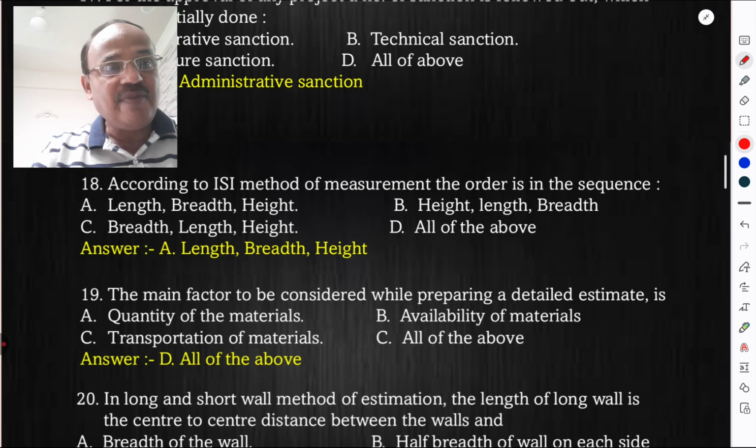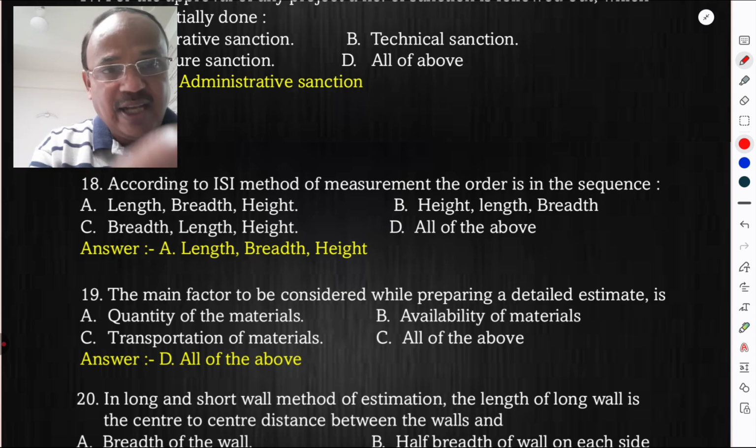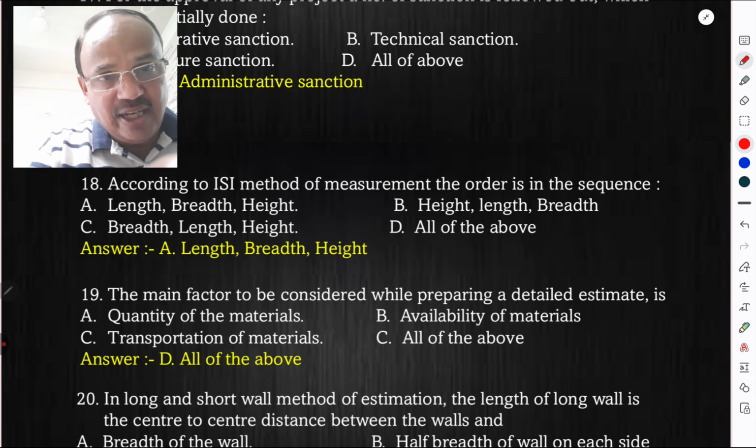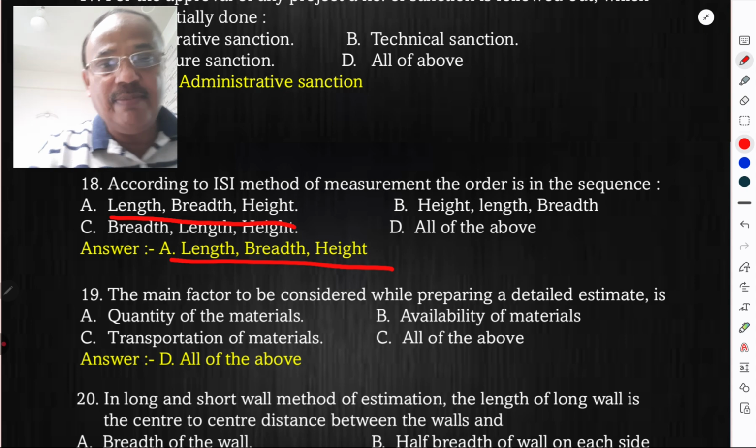According to the ISI method of measurement, the order is in the sequence of length, breadth, height; height, length, breadth; breadth, length, height; or all of above. No, it is LBH, that is length, breadth and height. So one must remember LBH.